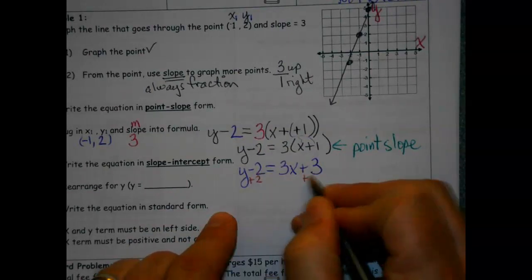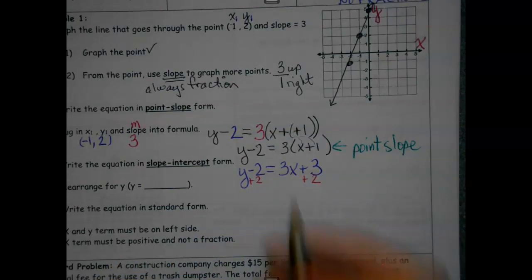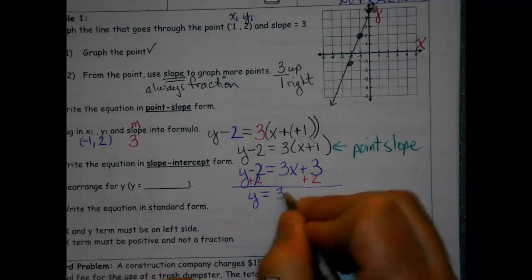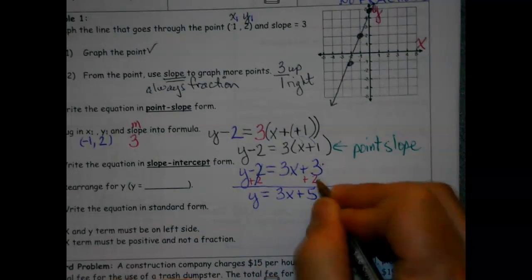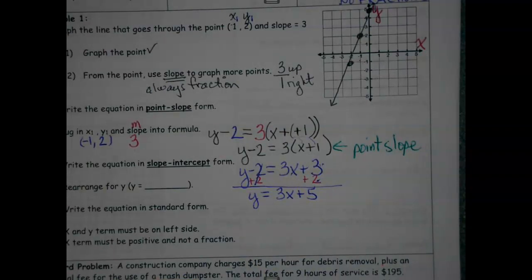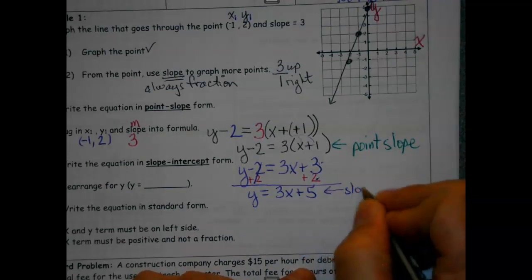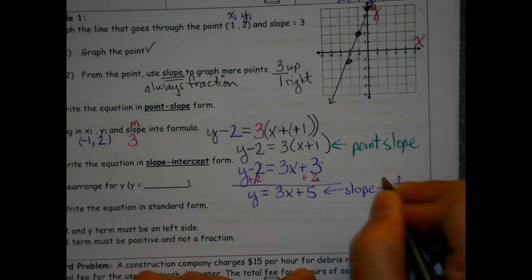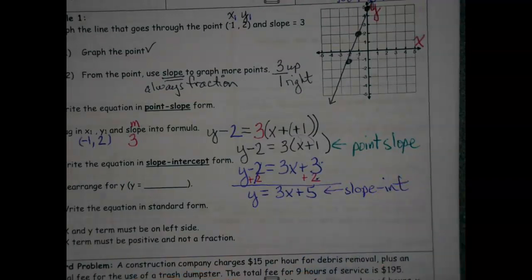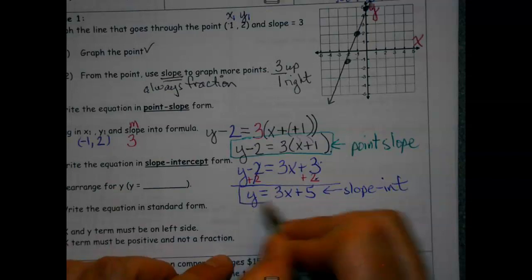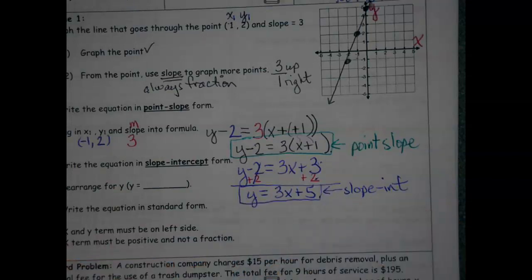So to get y alone, I got to add 2, but I'm not going to add the 2 to just any old place. You've got to add the 2 to the other plain old number because we can only combine terms that are alike. And that is slope-intercept form. So we had point slope form here. Now we've taken, it's the same equation, we've just moved things around. And now it's slope-intercept.